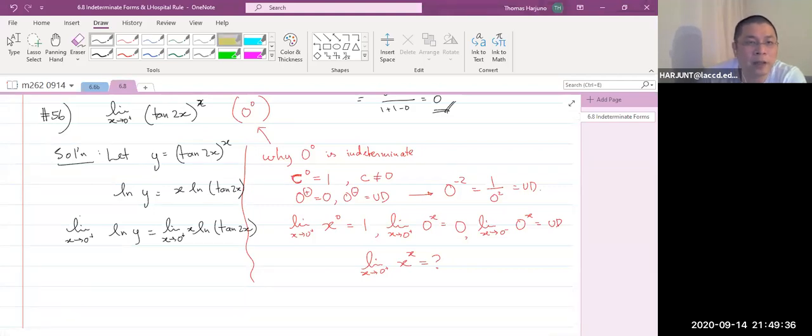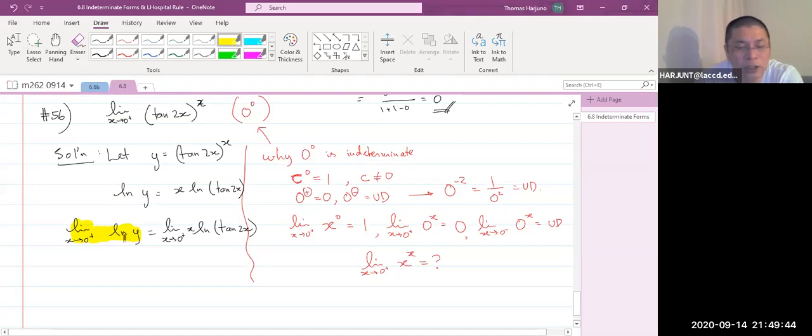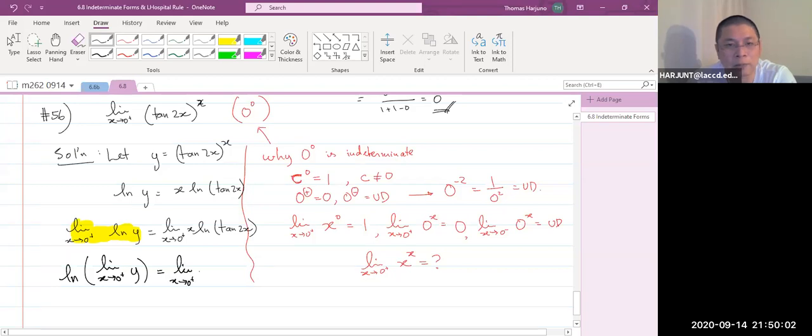Now on the left-hand side, we learned from Calculus 1 that the limit of natural log is natural log of the limit. Basically, the limit of a function equals the function of the limit. So on the left-hand side, there will be natural log of the limit as x goes to 0 positive of y, and on the right-hand side, you massage that a little bit. Like that. And then we go further. We will continue on that on Wednesday.